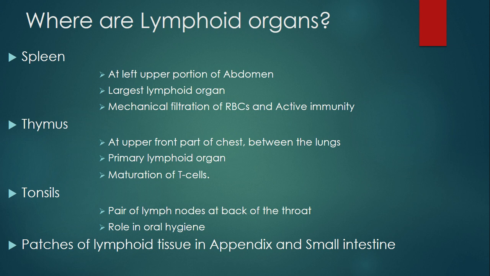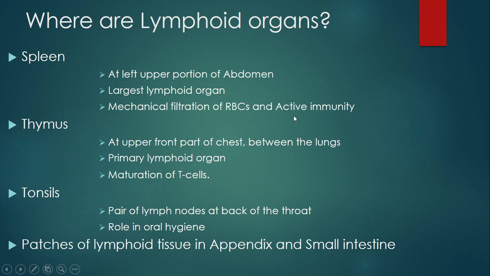Here I am going to tell you about some lymphatic organs. Spleen is the largest lymphoid organ, and it is found at the left upper portion of the abdomen, and its function is to break up the worn out RBCs, or you may say it destroys the RBCs which are of no use. This spleen is also responsible for producing active immunity in the body.